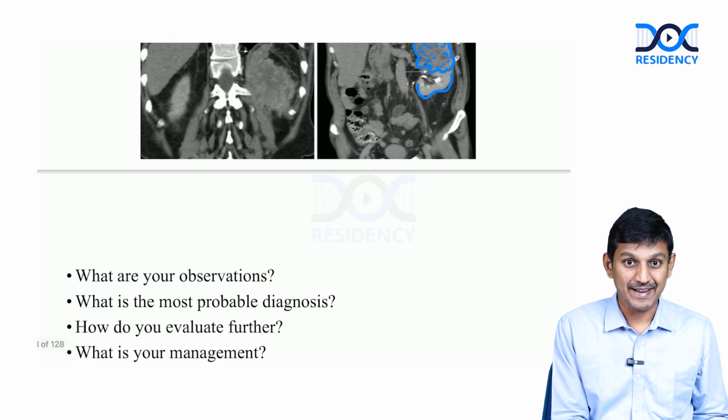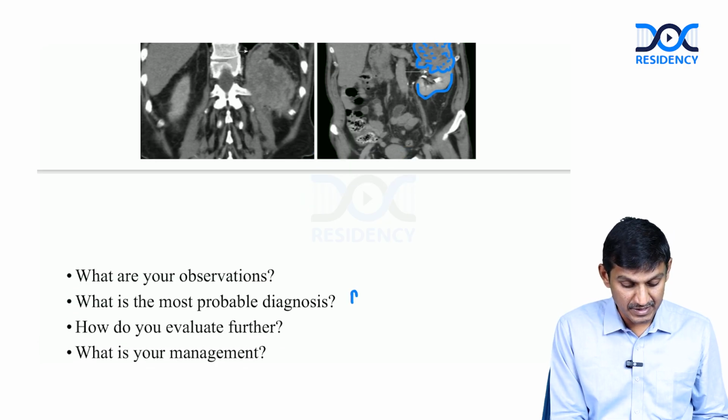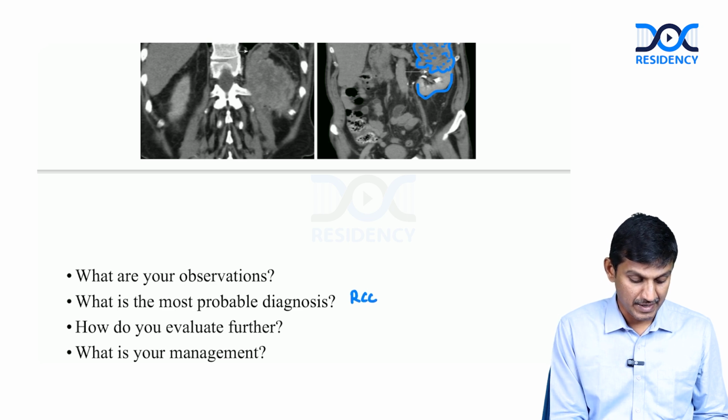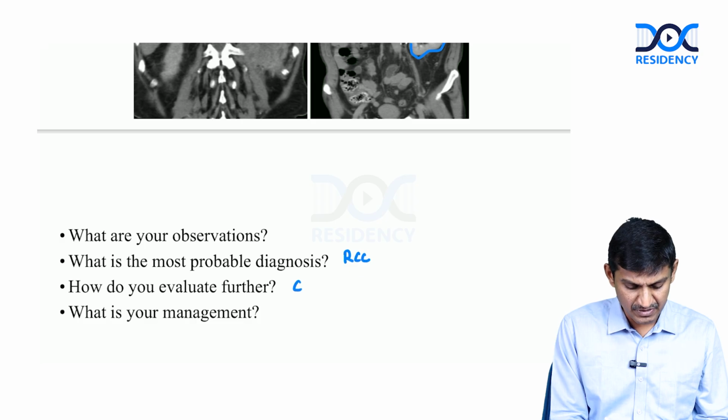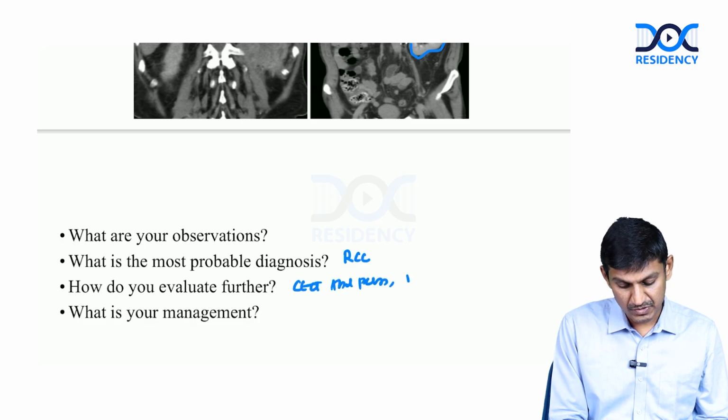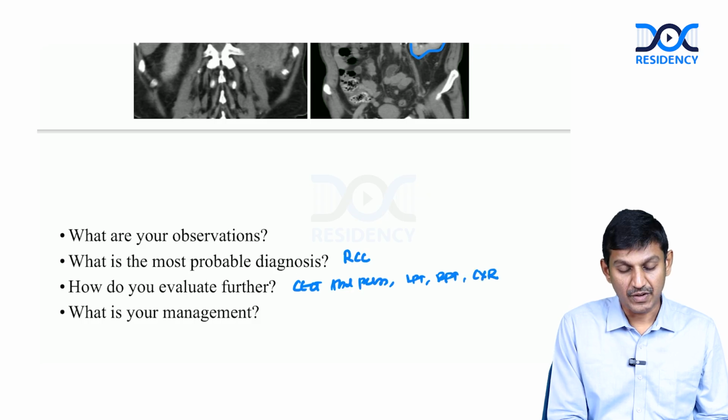What is the most probable diagnosis? Any enhancing mass lesion in the kidney has to be considered renal cell carcinoma unless proved otherwise. How do you evaluate? Remember, whenever you see a malignancy, you have to stage the disease. Staging is by contrast enhanced CT of abdomen and pelvis, and you should also do LFT, RFT, and a chest X-ray to look for any pulmonary mets.